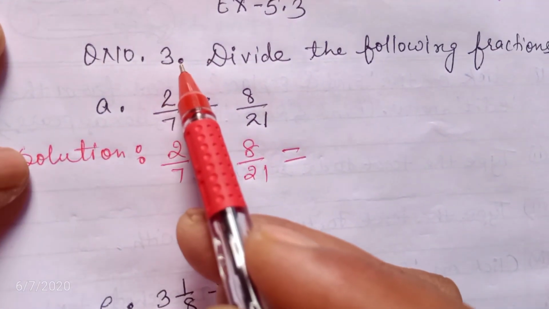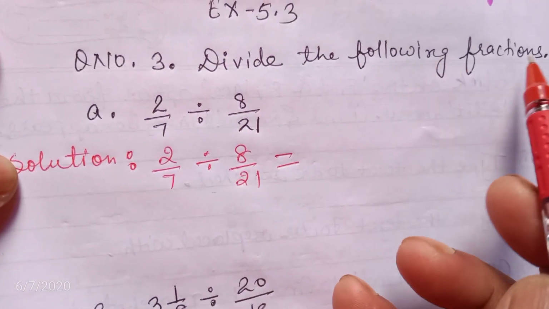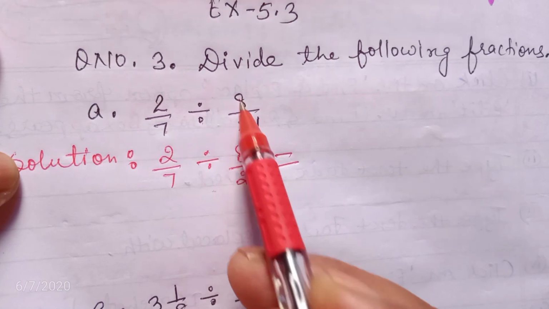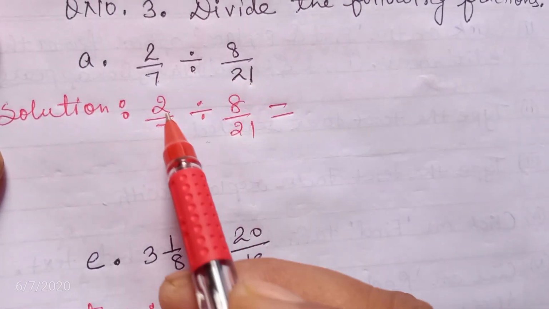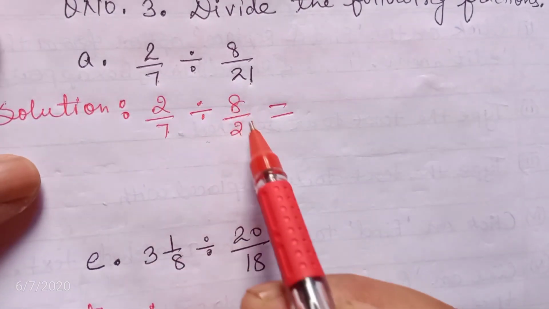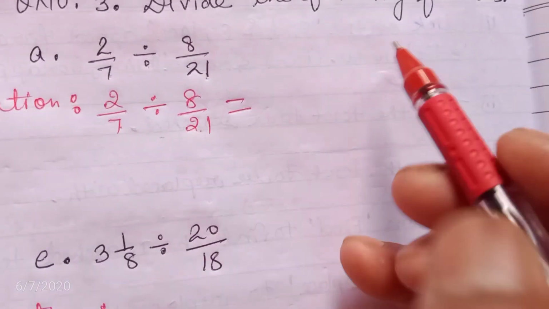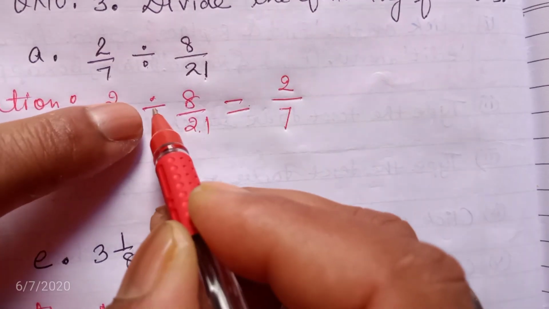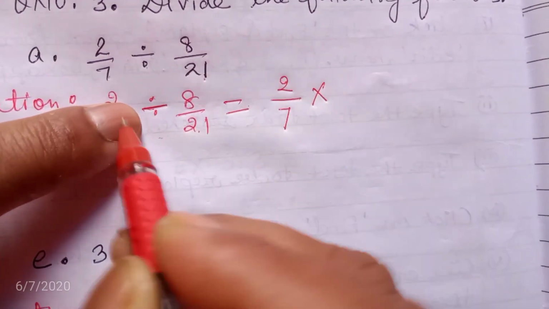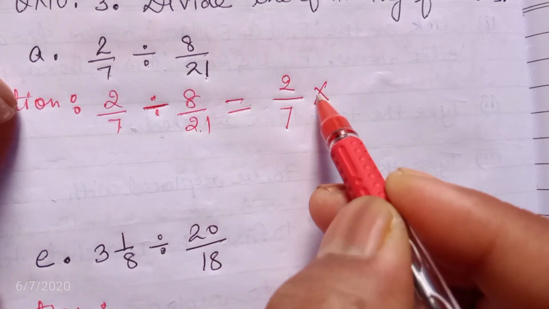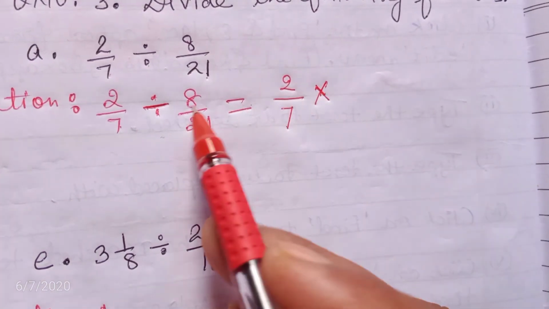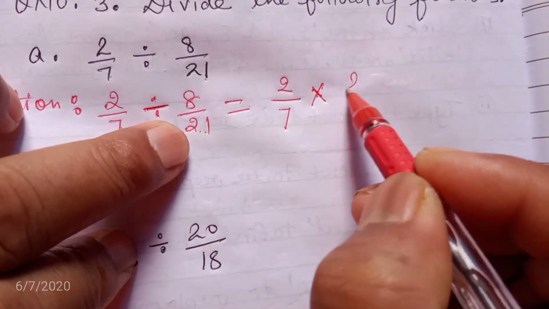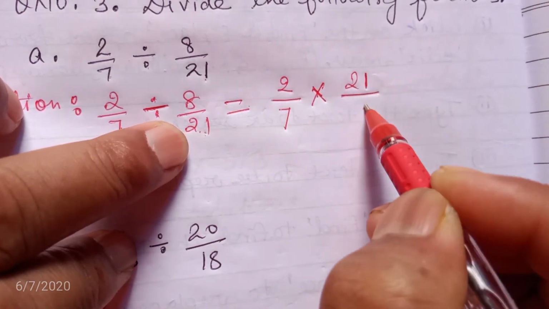Now see division of a fraction by another fraction. Question number 3. Divide the following fractions. Number A, 2 by 7 divided by 18 by 21. Solution: 2 by 7 divided by 18 by 21 equals, you will write 2 by 7 as it is and change the division sign into a multiplication sign. This is the division sign, students, so put a multiplication sign, and this is 18 by 21, and the reciprocal of 18 by 21 is 21 by 18.